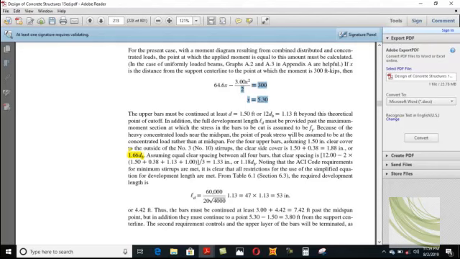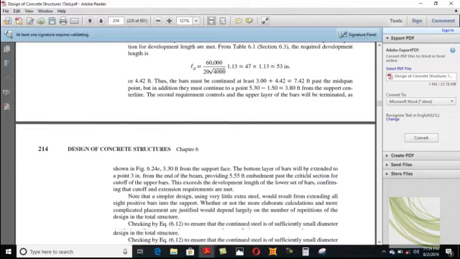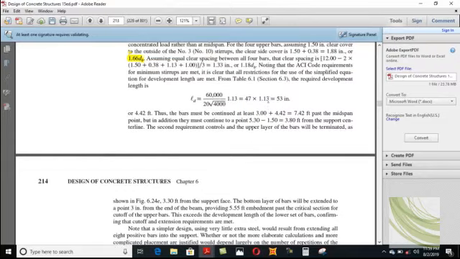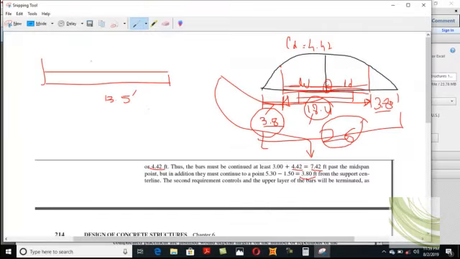So 3.8. Okay. Now they say that the bottom layer of bars will be extended to a point 3 inch from the end of the beam, providing 5.55 feet embedment past the critical section for cutoff of the upper bar. Now, basically what they did, they counted that 5.5 feet from the theoretical point, not from the actual point. So the theoretical point lies at a distance of 5.30.